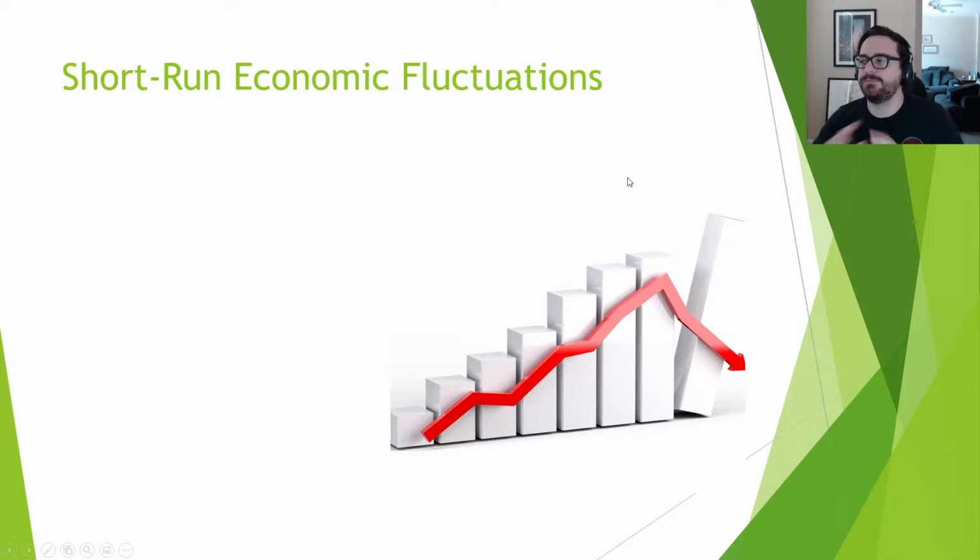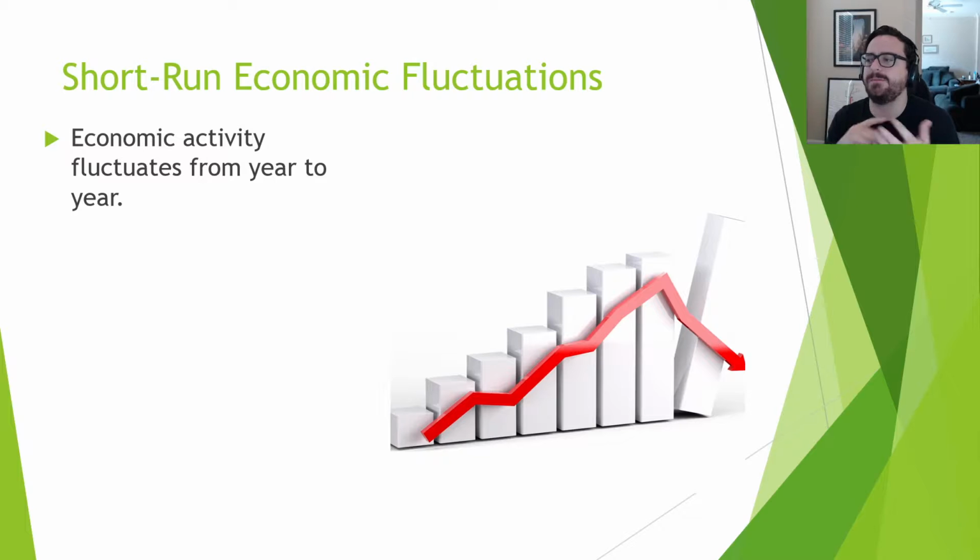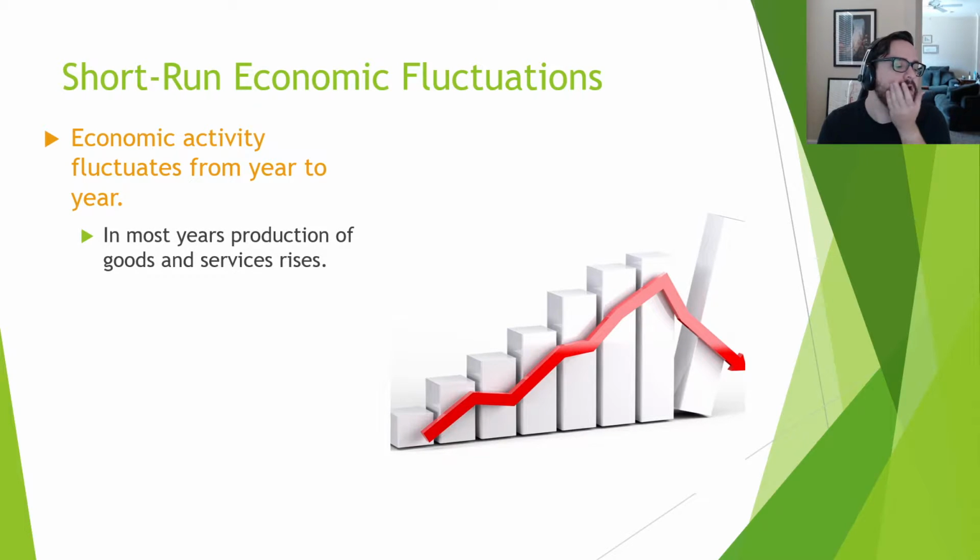Okay, so some background knowledge before we get into the graph. We've covered this a little bit in my class, but a thing to know about the economy is that its activity is going to fluctuate from year to year. It's going to have its ups and downs. It's the business cycle. On average, production goes up. 2020 is an exception, but that's largely due to COVID limiting our ability to even have businesses open.